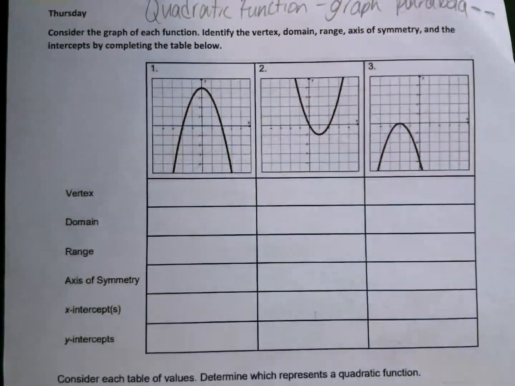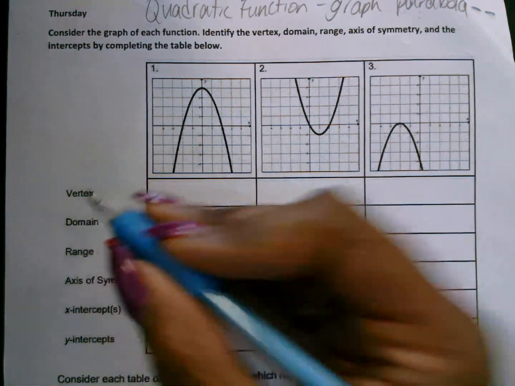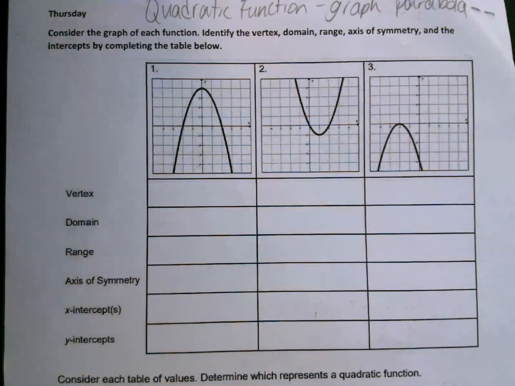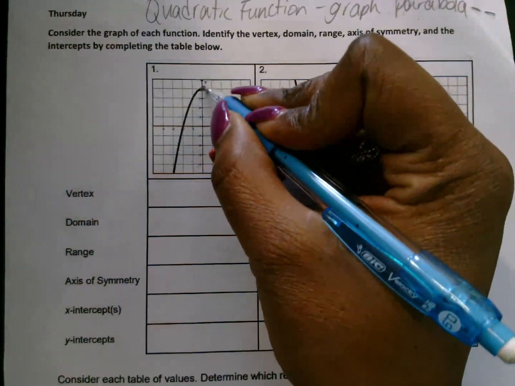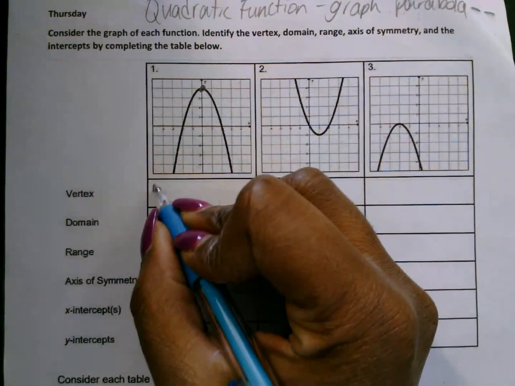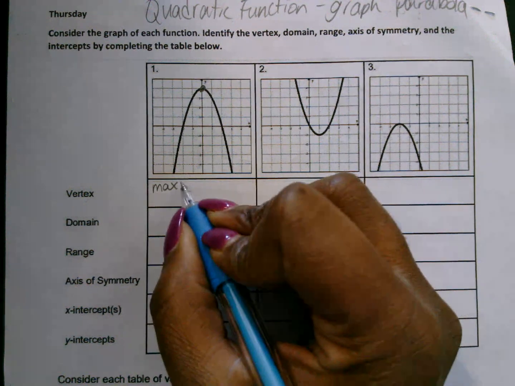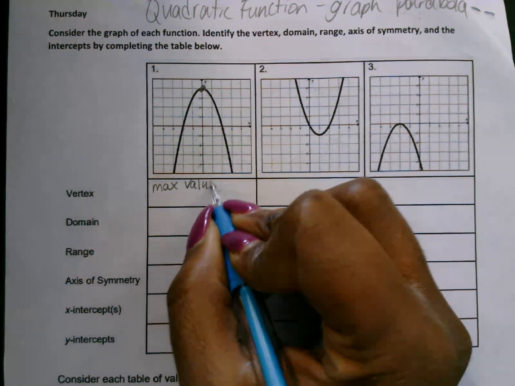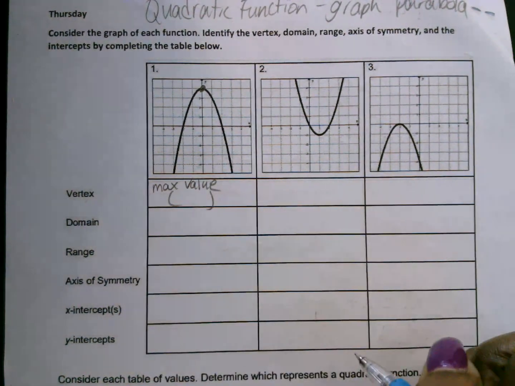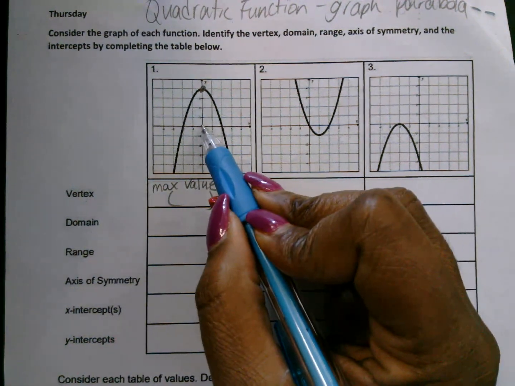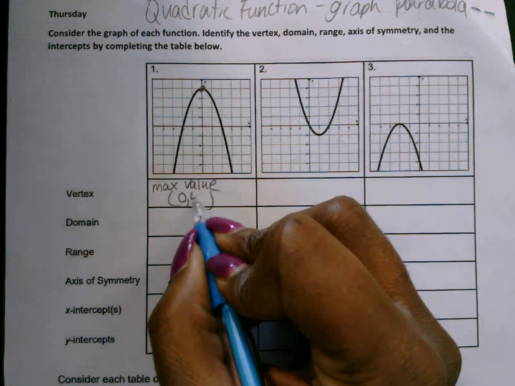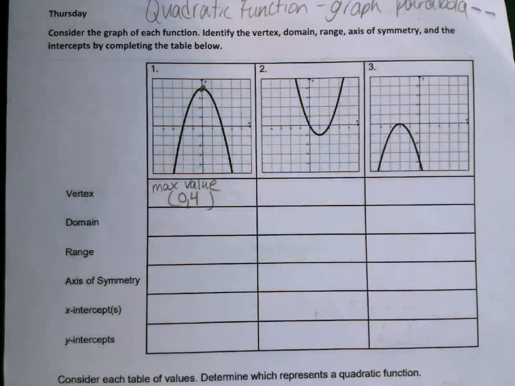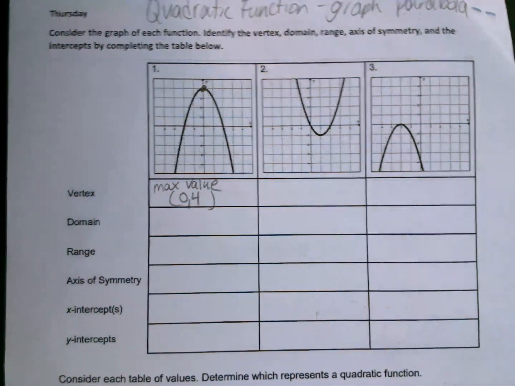Very first one, the vertex is going to be either the highest or the lowest point. For the first one, this is the highest point right here. So this is the maximum value. And that max value or the vertex is 0, 1, 2, 3, 4. Y'all understand how I got that vertex?